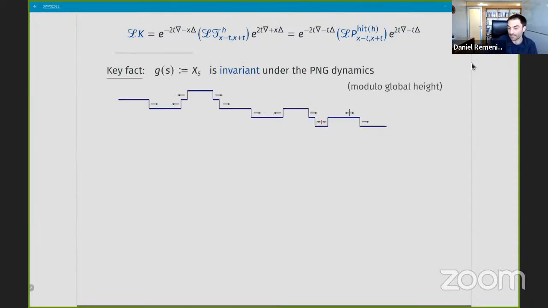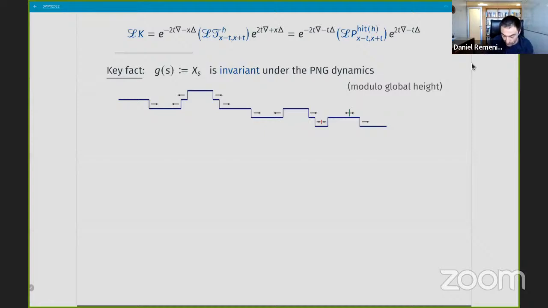Now comes the key fact, something I haven't said yet. The fact is the following: this random walk, the law of this random walk, remember, x is just the difference of two Poisson processes. This random walk is essentially invariant under the PNG dynamics. So it's invariant modulo the fact that it's moving up. But if I just recenter it, if I look at the jumps and not at the global height, it's invariant for the PNG dynamics.